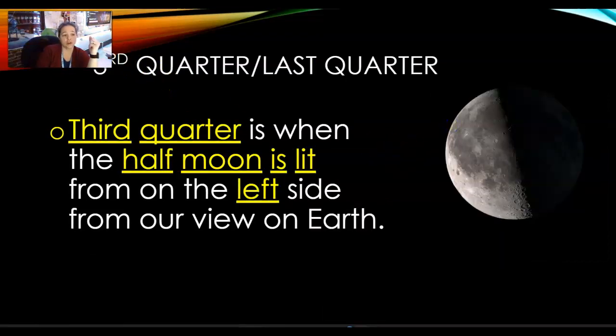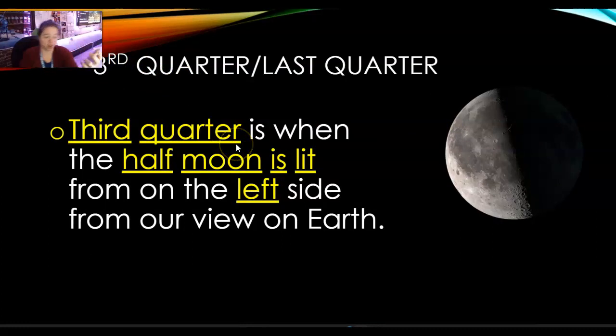Then you have the third quarter, or the last quarter. That is going to be the opposite of the first quarter. It's going to be on your left because you're waning off. It's when the moon is lit on the left-hand side from our view.